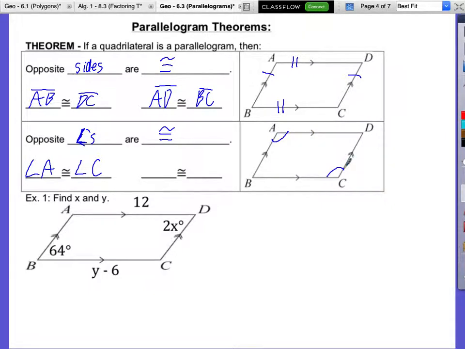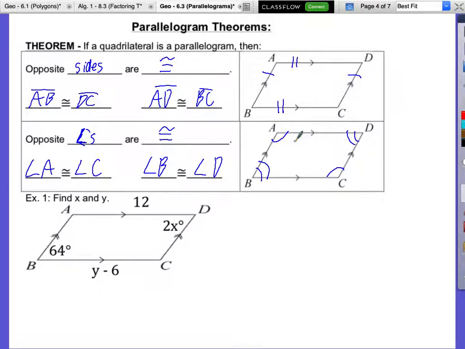Okay. And somebody want to give me the other pair here? Josie. Angle B and angle D. Awesome. And what would I do to represent that on the picture? Two arcs, right? Because they're probably not congruent to those first ones. They could be, but they don't have to be. But in a parallelogram, the opposite angles have to be congruent.